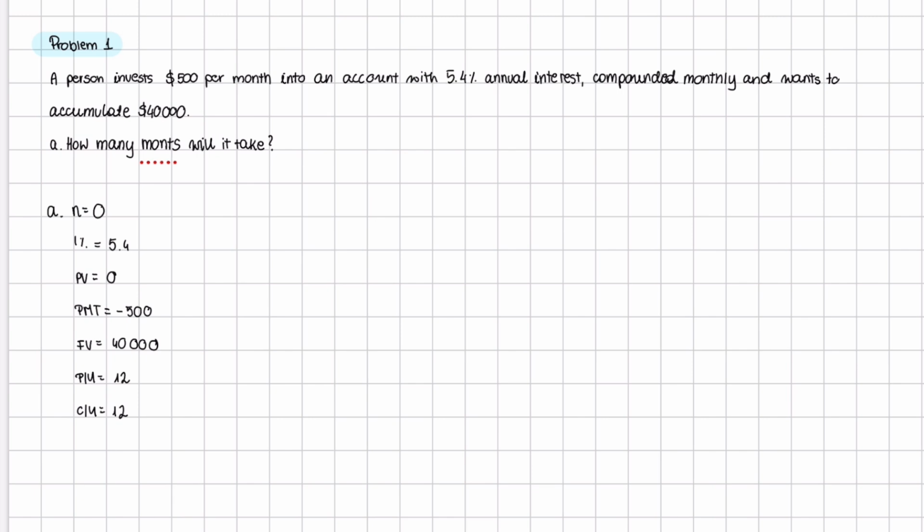And if you calculate it correctly, our N equals 68.48 months, and we can leave it like this, or we can round it up, so it's 69 months.